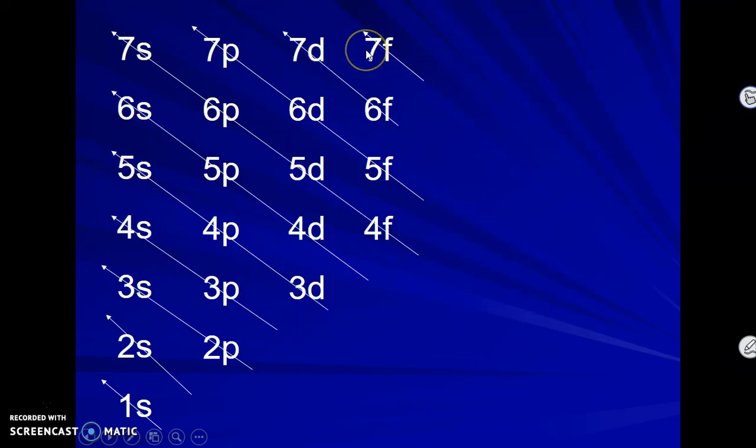And again, the AP exam likes to ask questions. They'll give you some sublevels and ask you to order them from least to most energy. As you go up this diagram, the amount of energy is increasing. And again, you need to be able to produce this diagram, or at least get the order.